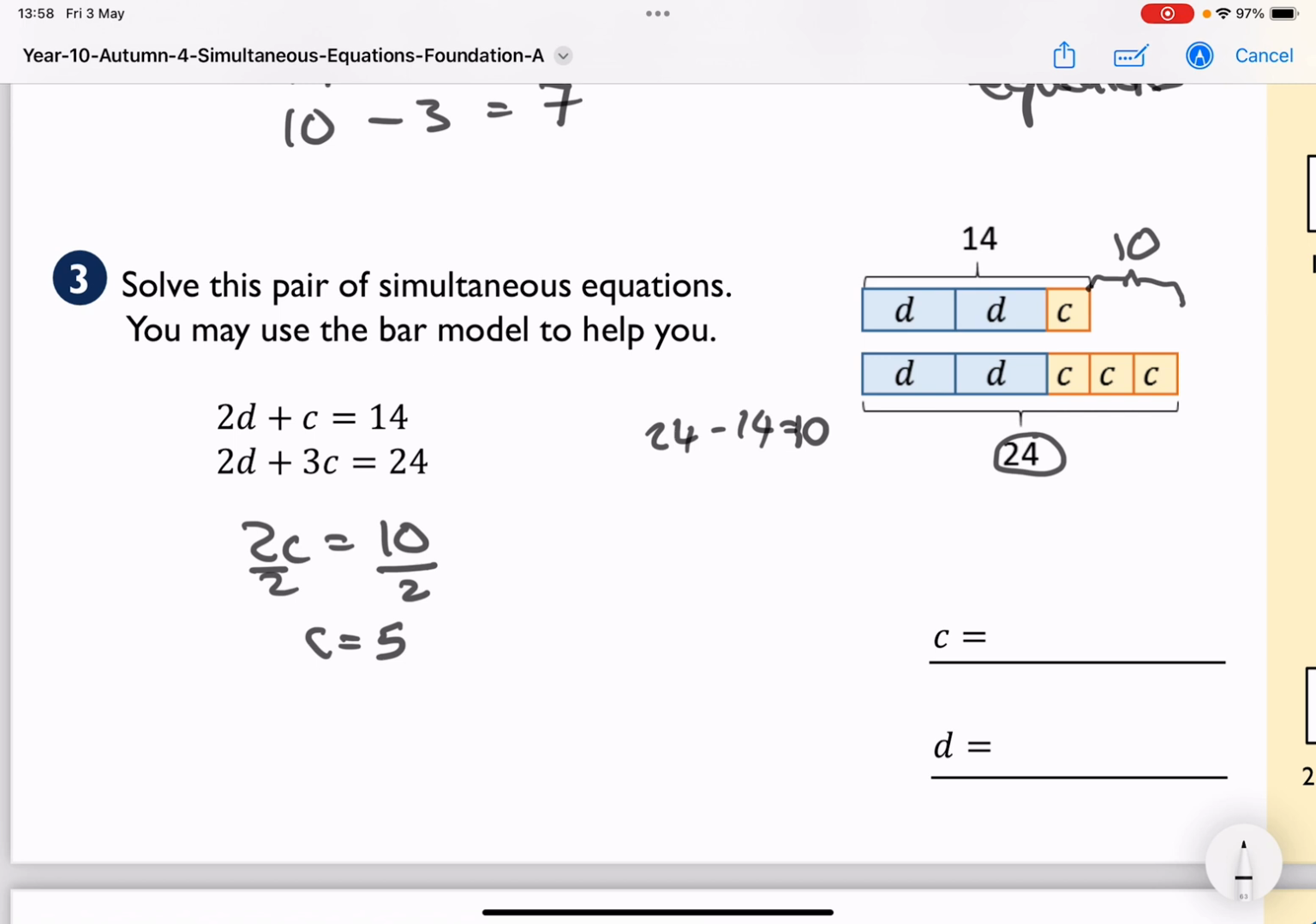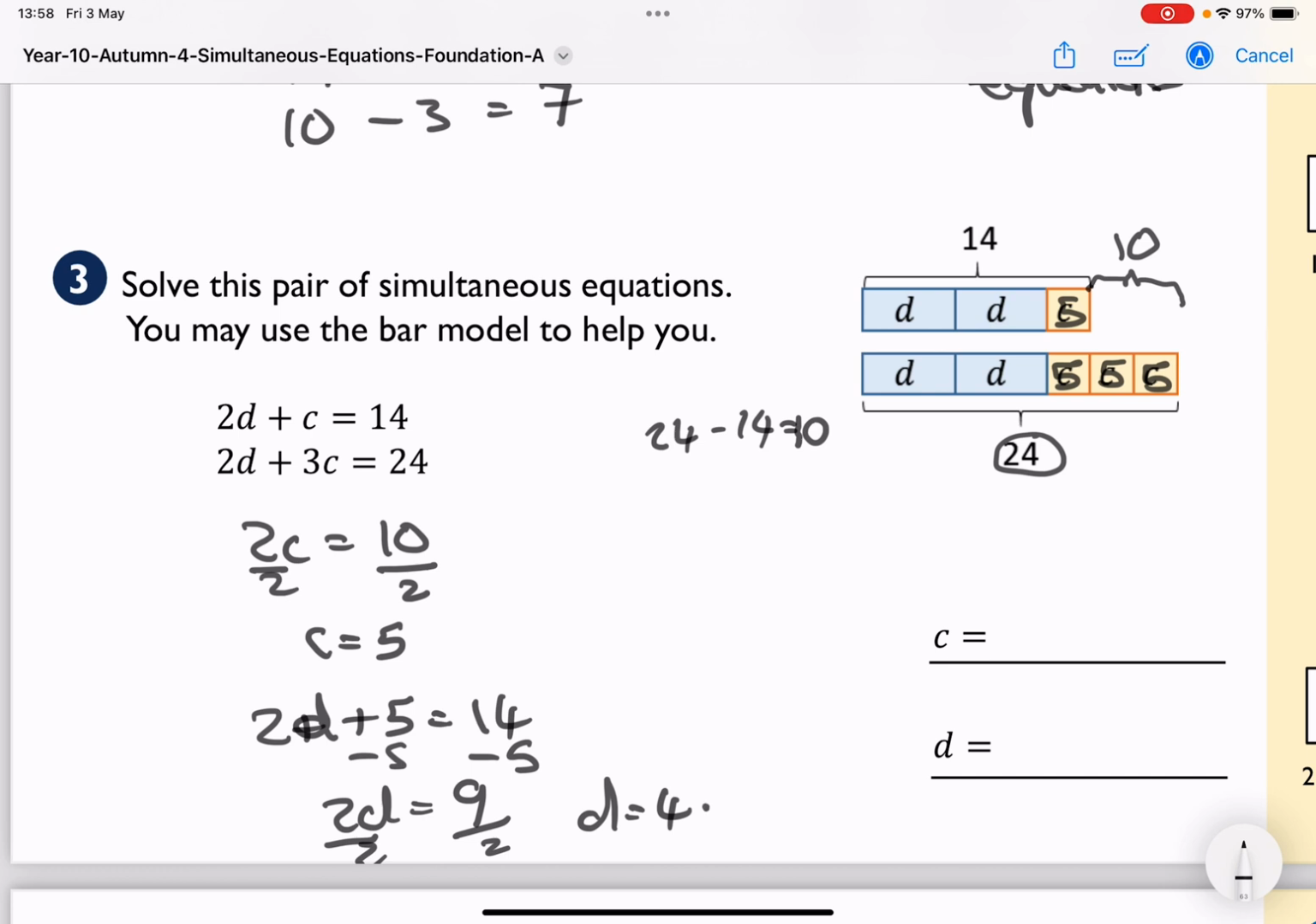Now, if I was using the bar model, I could then write that 5 in there. I could write that 5, and that 5 in there because I know that C equals 5. And then essentially, because I've substituted in, I can then say that 2D plus 5 equals 14. If I take that 5 away, that gives me 2D equals 9. And if I divide by 2, D equals 4.5. Okay, so in this case, my C was 5 and my D was 4.5.